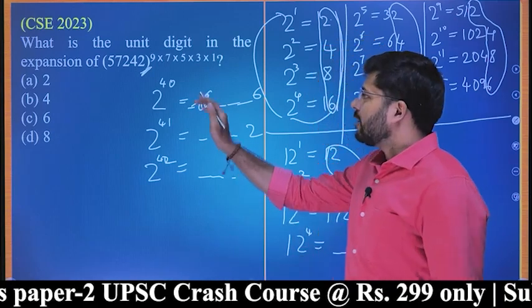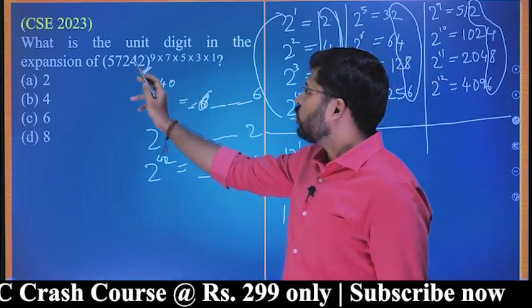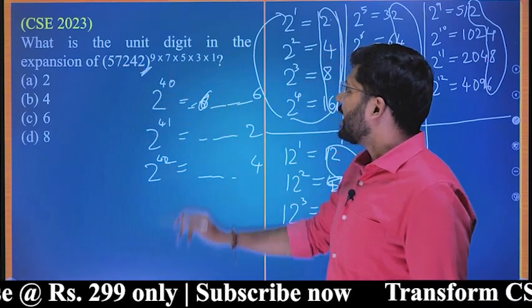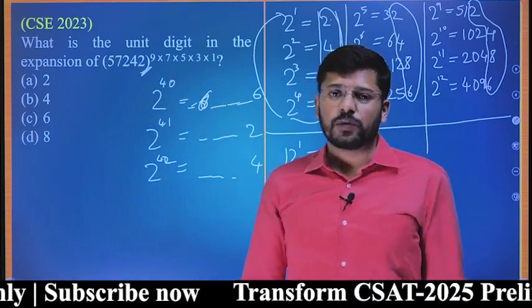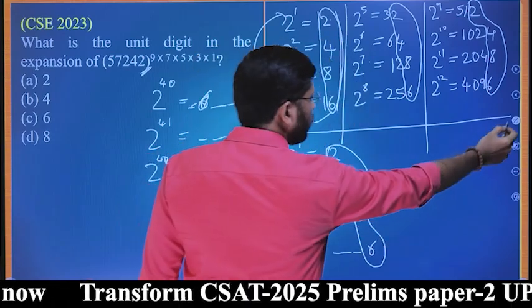That way, now we need to calculate the last digit of 57242 raised to 97531. So how do we do that? I will tell you how.